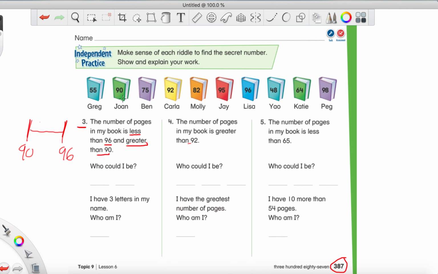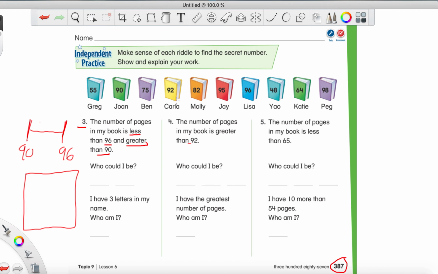The number 90, if that fits, go ahead and put that person's name down. And we can make a list right here. Make a little imaginary box if you need to, and you can fill it with people's names. That's all you're going to do. Okay, see, 75 here. We have Ben with 75 pages. If that fits, write his name down.